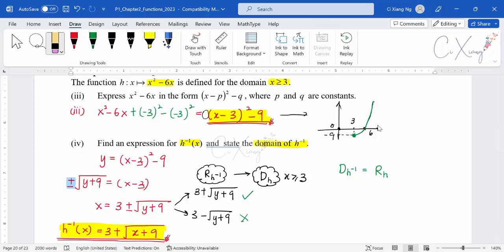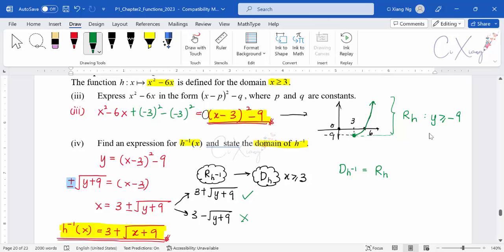Again, our aim is to find the range for this function. So where is the lowest point for the function here? The lowest point is this one, -9, and then the graph will be going up continuously. Therefore, this is the range of the original function h. The lowest point is -9, so when I write it out, it will be y greater than or equal to -9.